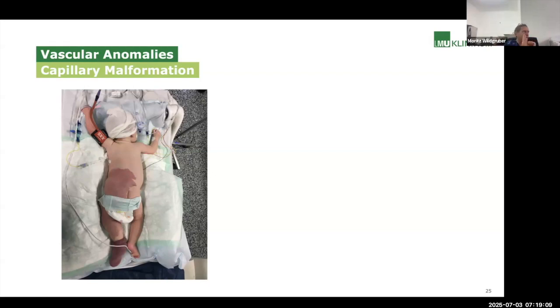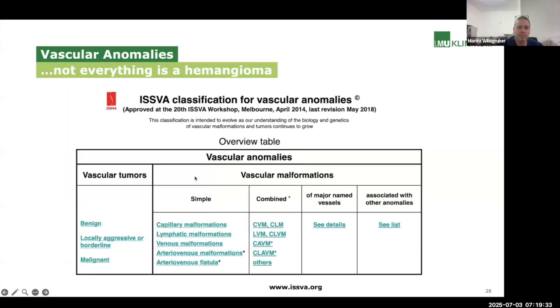But when you see a segmental capillary malformation, remember, what do you have to think of? Syndromic diseases like Sturge-Weber disease or something like that. So if you have a really segmental capillary malformation, especially in the face, think if there are other features around that could point, for example, towards Sturge-Weber syndrome. And then you'd have to treat the Sturge-Weber, not the capillary malformation, of course.